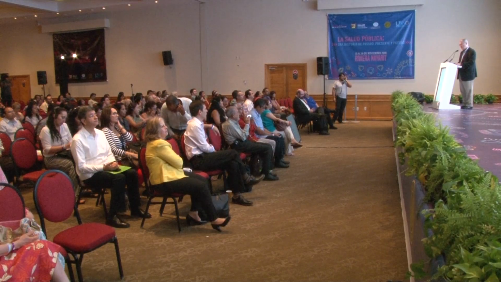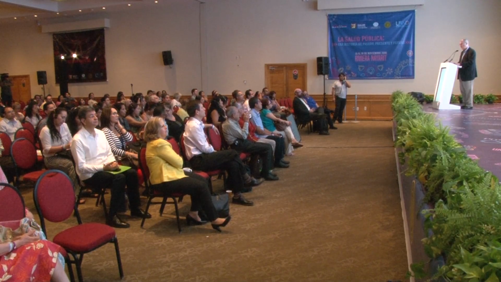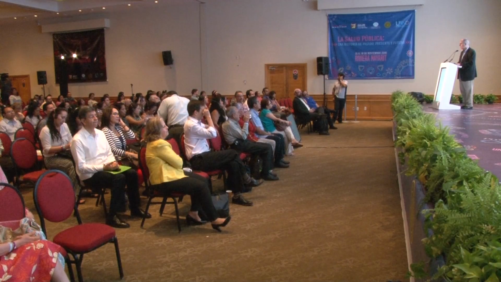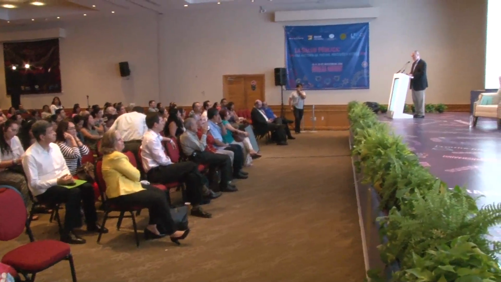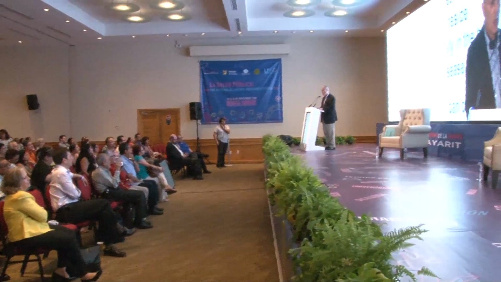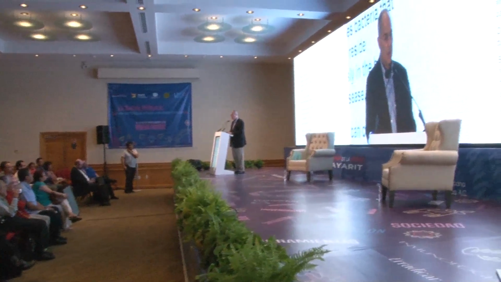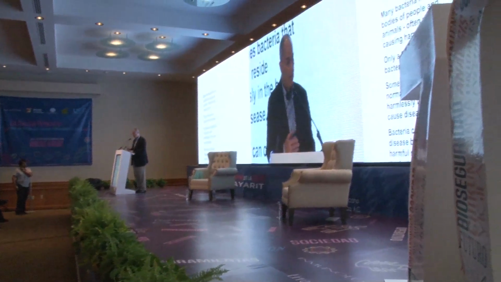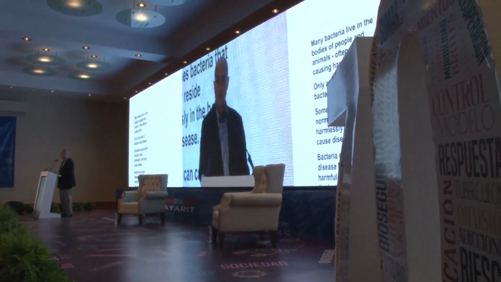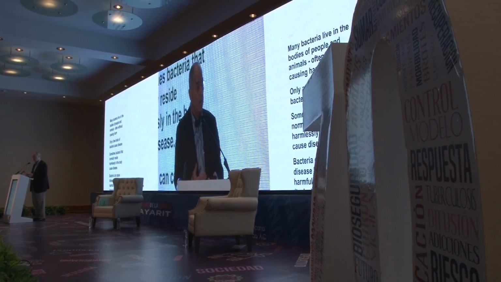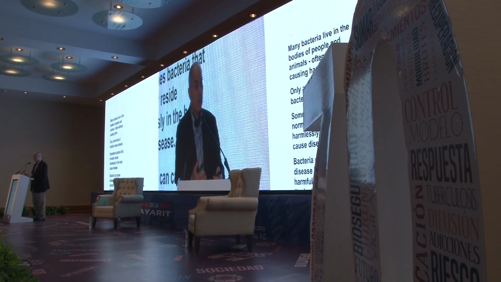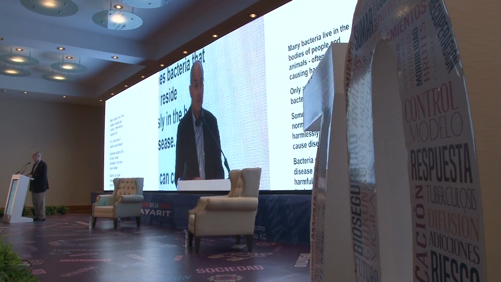So to talk about bacteria, many bacteria live in the bodies of people and animals, often without causing harm. Only a few kinds of bacteria cause disease. Sometimes bacteria that normally reside harmlessly in the body are able to cause disease. They do this by producing harmful substances, toxins, they invade, and sometimes our own immune reaction is so strong that it causes significant damage to our own body. We call that sepsis and septic shock.